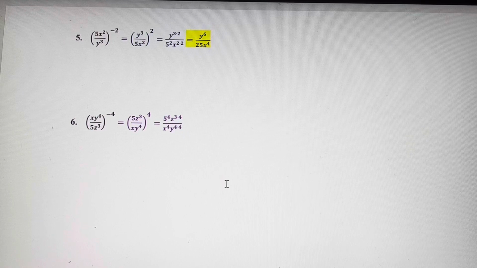Numerator is going to be 625. Again, 5 to the 4th is 625. We saw that earlier in the video. Multiply the exponents, that gives us z to the 12th. Denominator, x to the 4th isn't going to change. And then I'm going to multiply the exponents for the y and get y to the 16th. Again, that can't be simplified, so that's my answer, okay? So that's how we deal with a quotient raised to either a positive power or a negative power.